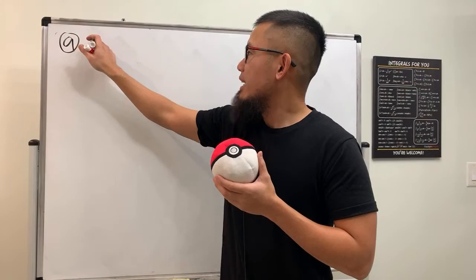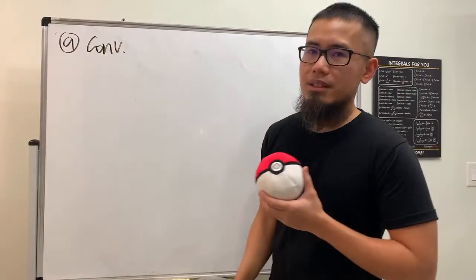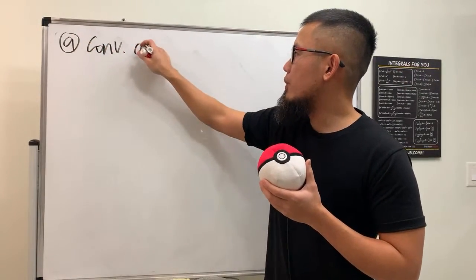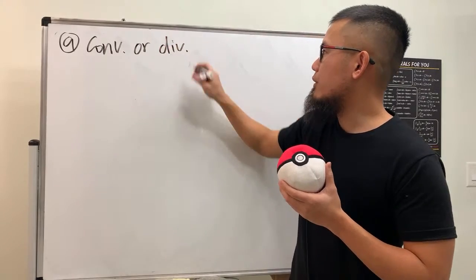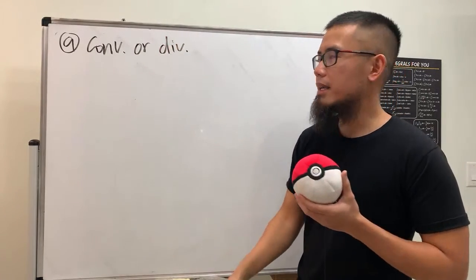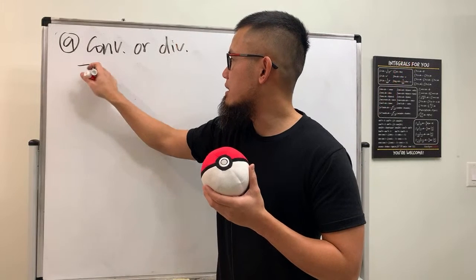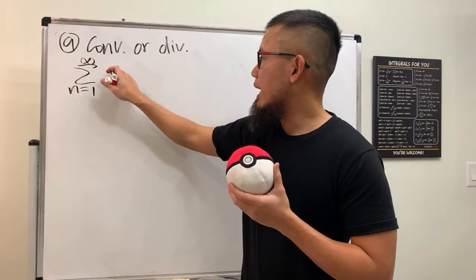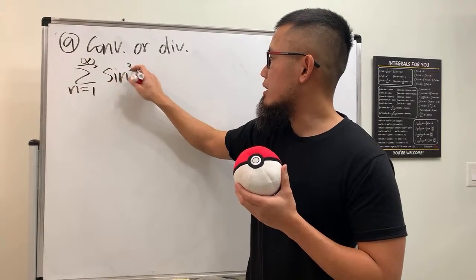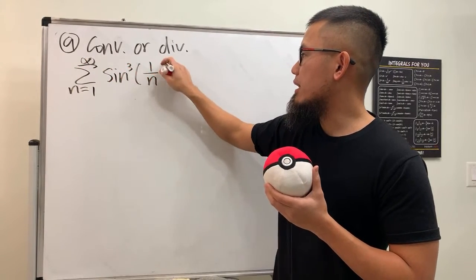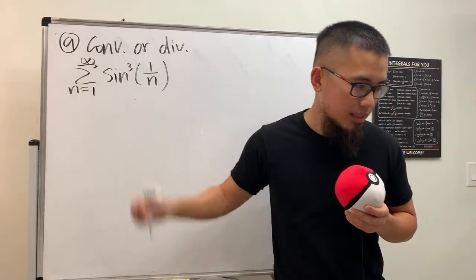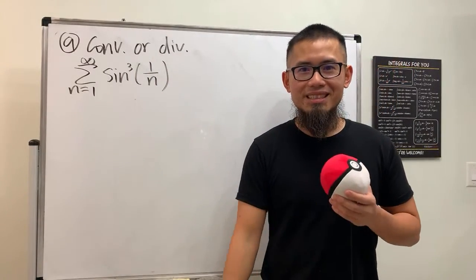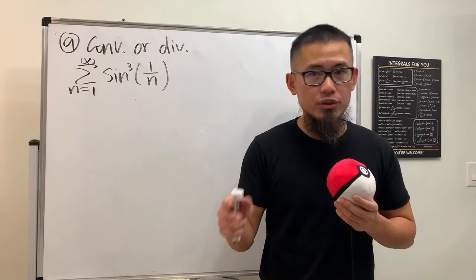Anyway, number 9, a typical question: converge or diverge, and you have to give a reason why. The series that we're looking at is the series as n goes from 1 to infinity of sine to the third power of 1 over n, like this. Alright, you guys try it. Converge or diverge, and tell me why.